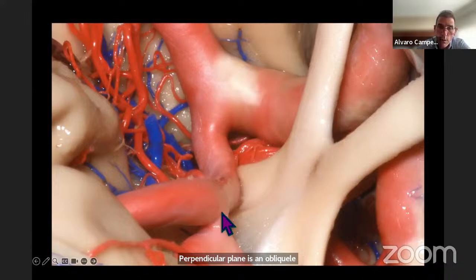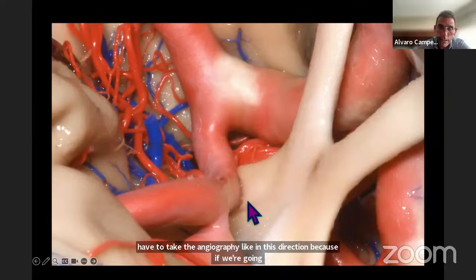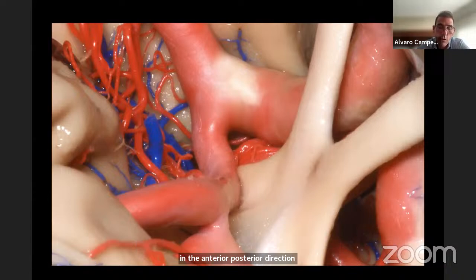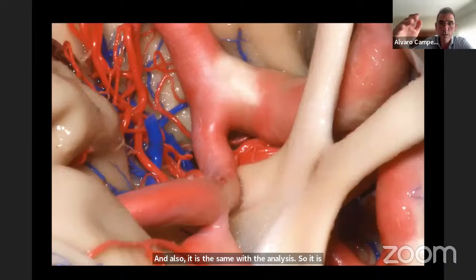So if we want to see it, we have to take the angiography in this direction, because if we go in the anterior-posterior direction, we cannot see the ACom. And it is the same with the aneurysm. So it is important to understand that the ACom artery is not perpendicular, it is in an oblique plane.